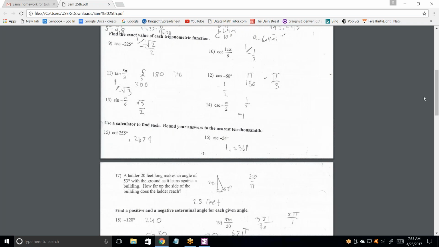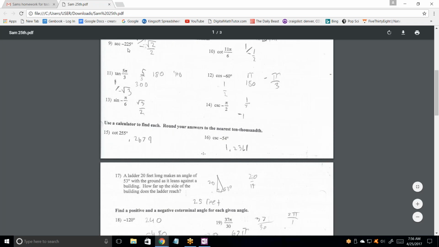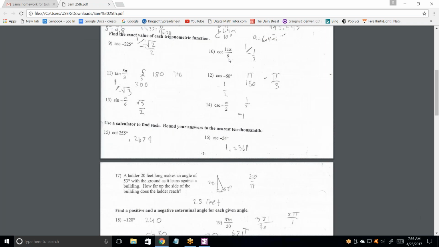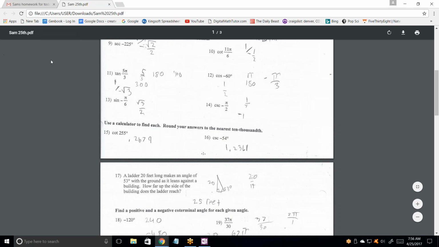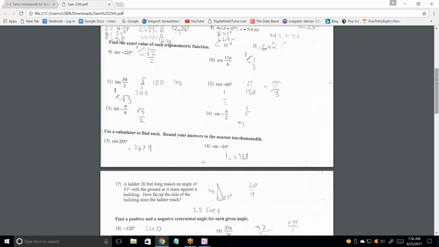50% of learning trig is learning how to do these common angles by hand without a calculator. 50%. So he's skipping 50% of trig by letting you use a calculator on these, because you don't need my help to do these on a calculator, right? Well, did I do them right though? I don't know. I would have to do them on my calculator.